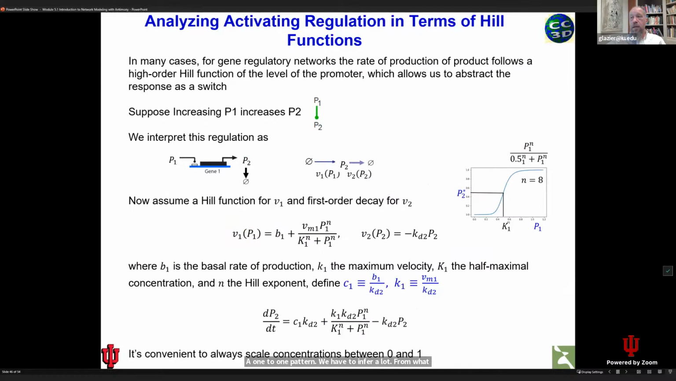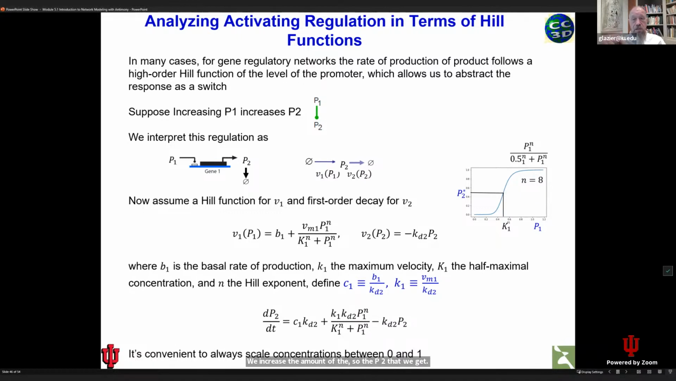If we want to do this mathematically, we take our idea from before, we write our lack of understanding in the form of these Hill sigmoidal functions. So we say P1 promotes P2. We write the production of P2 as a Hill function of P1. There's a basal rate of transcription. In this case, there almost always is, so B1 is usually not 0. We have a sigmoid, so that as we increase the amount of P1, we increase the rate at which we produce P2.